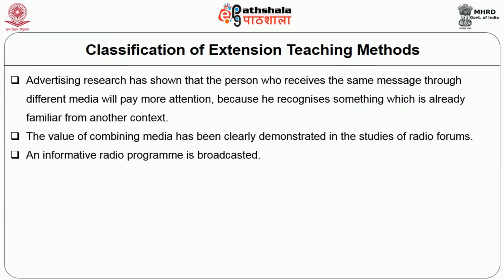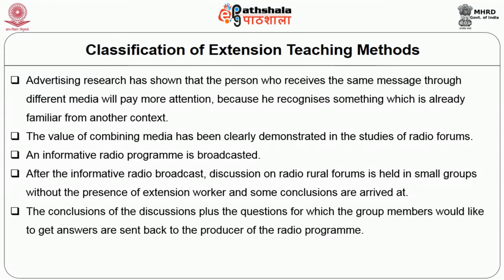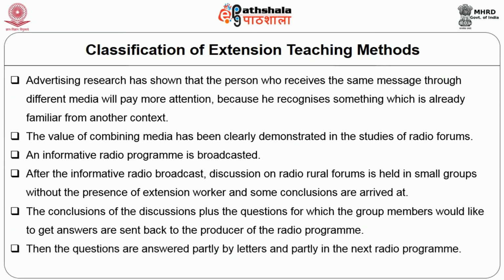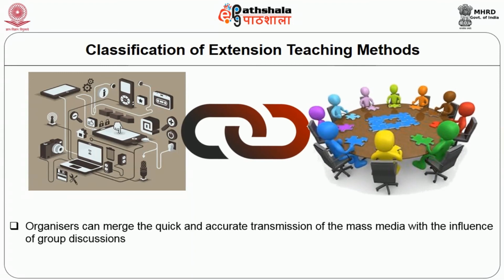An informative radio program is broadcast. After the informative radio broadcast, discussion on radio rural forums is held in small groups without the presence of an extension worker, and some conclusions are arrived at. The conclusions of the discussions plus the questions for which the group members would like to get answers are sent back to the producer of the radio program. Then the questions are answered partly by letters and partly in the next radio program. By combining mass media with group discussion, the organizer can merge the quick and accurate transmission of the mass media with the influence of group discussions.